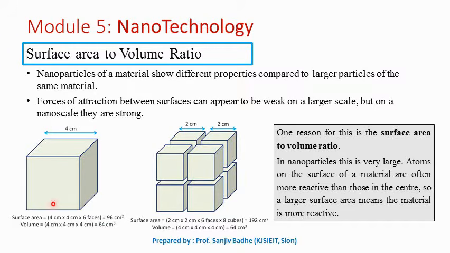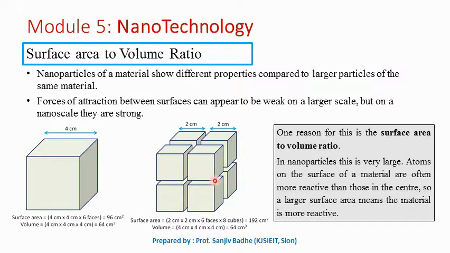If you cut this cube in 8 parts, each small cube will be of length 2 centimeters. Now the volume will not change. Volume of these 8 cubes will be 64 cubic centimeters only, but see the surface area. Now the surface area will become 2 into 2 into 6. This will be the surface area of one cube, and such 8 cubes are there. So total surface area will now become 192 centimeter square.